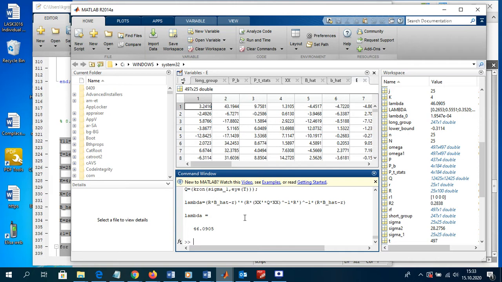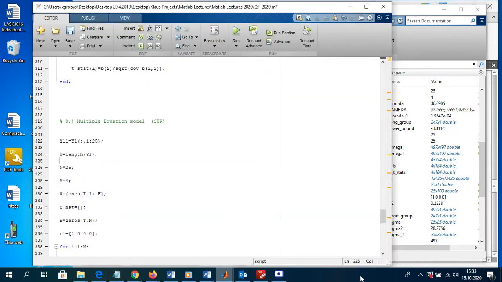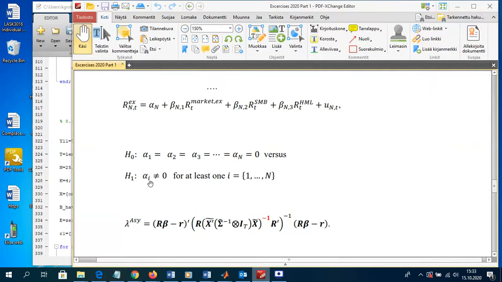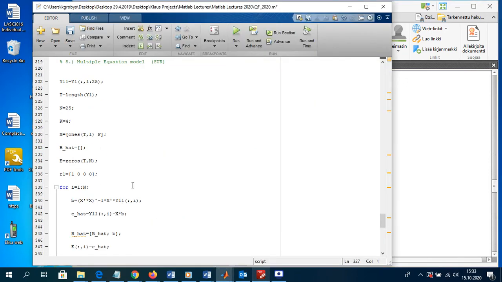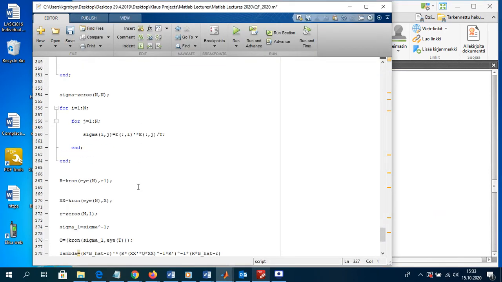46.09, which means, given we have a 5% significance level, we have to reject the null hypothesis. This means the Fama-French three-factor model is not able to price our 25 test assets correctly, because these alphas are jointly significantly different from 0. So the Fama-French three-factor model doesn't work out for our test assets.